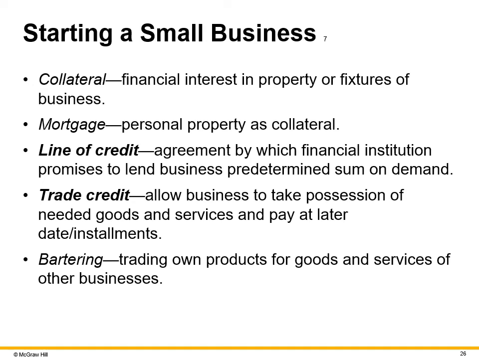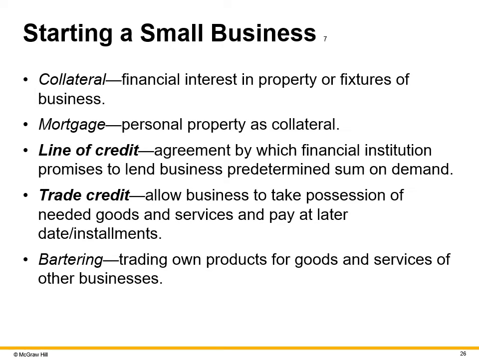The amount a financial institution is willing to loan depends on its assessment of the venture's likelihood of success and the entrepreneur's ability to repay the loan. The owner is often required to put up collateral, a financial interest in the property or fixtures of the business, to guarantee payment of the debt. The small business owner may also have to offer some personal property as collateral, such as a home, in which case the loan is called a mortgage.